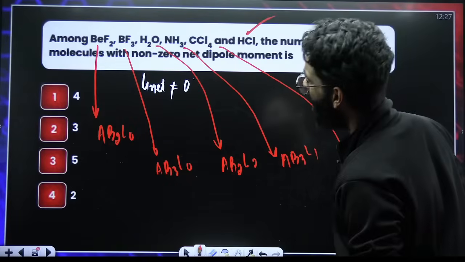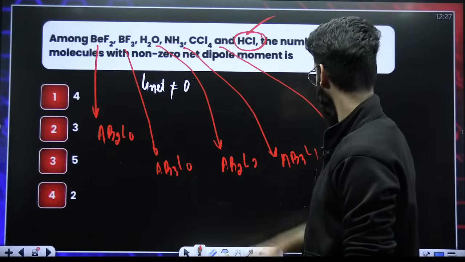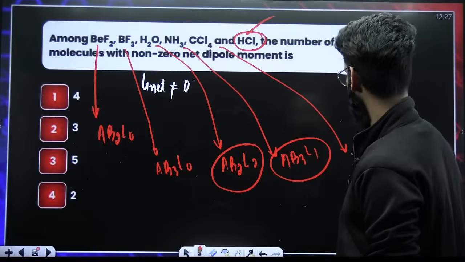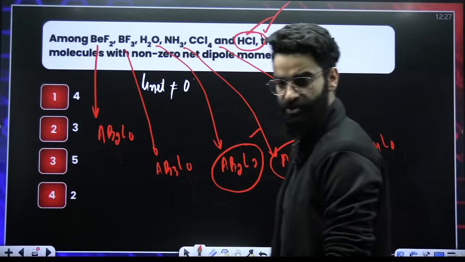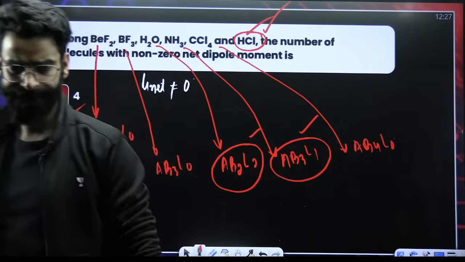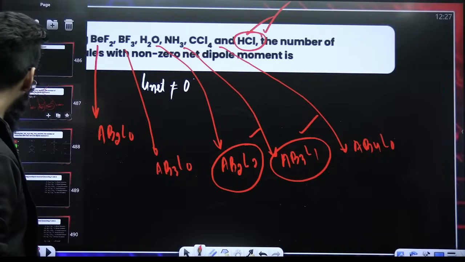What do we have to see? The number of molecules with non-zero. This is the molecule with non-zero, right? This is the molecule with non-zero. This is the molecule with non-zero. So 1, 2, and 3. There are 3 molecules which show non-zero, right? Perfect. I believe it's all clear to everyone.